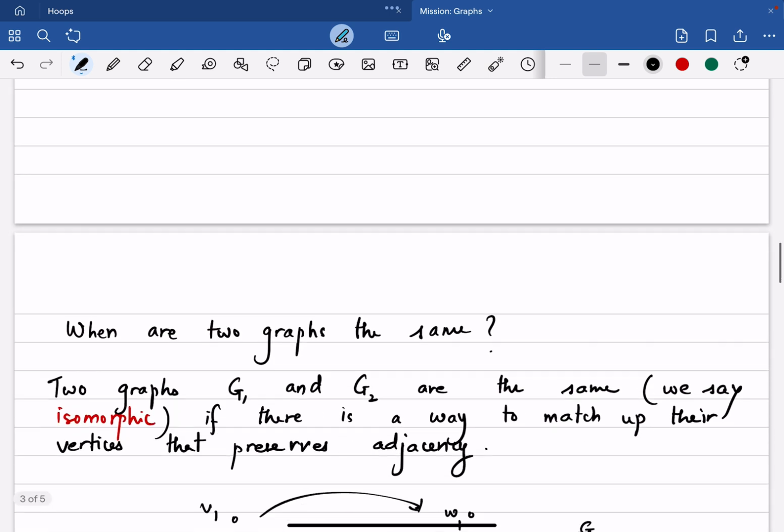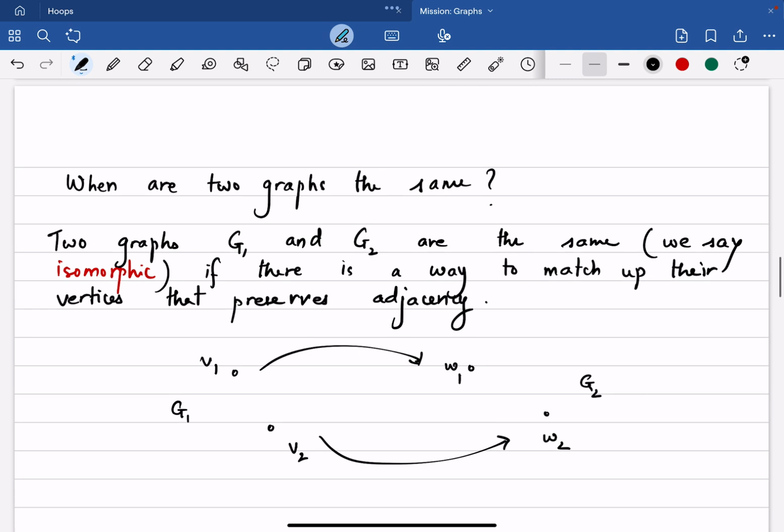And this brings us to a very important question, which is, when are two graphs the same? What do we mean by same here? Let's make that a little more precise.